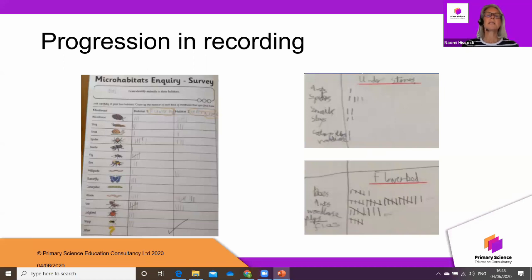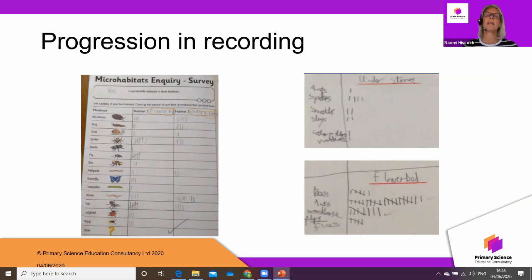So here you can see this is taken from the plan resources. This was Max in year 2. And the first time he went out and did his mini beast survey, he was given the sheet. He was taught how to do the tally chart, and he was given the sheet to fill in.